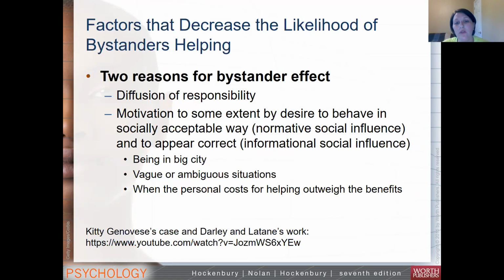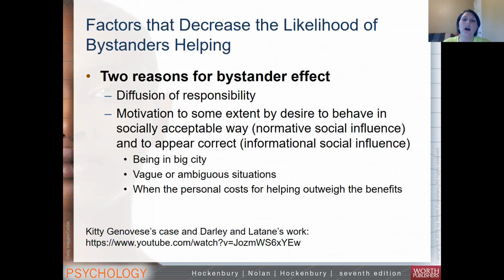Also, if the situation is vague or ambiguous, you're not sure what's going on. You don't even know if somebody needs help. Let's say you see 2 cars stopped on the side of the road. They're out and they seem to be just talking, but you're not sure, did they get in an accident? Do they need help? If it's really vague or ambiguous, you're a lot less likely to call for help because you're like, well, I don't want to cause a problem.